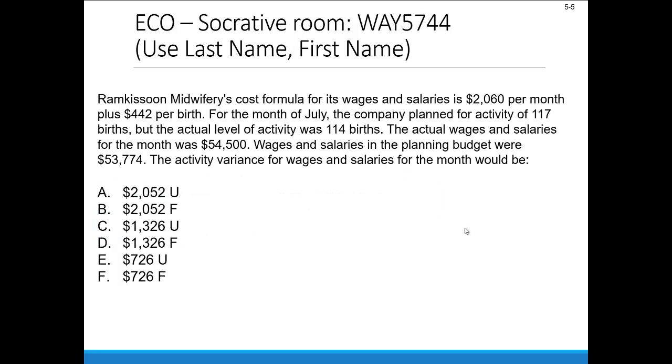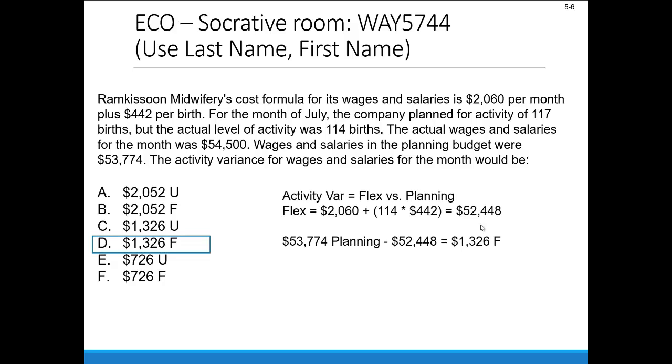Next up, Ramkissoon Midwifery's cost formula for wages and salaries is $2,060 per month plus $442 per birth, so a mixed cost. For the month of July, the company planned for activity of 117 births, but the actual level of activity was 114 births. The actual wages and salaries for the month was $54,500. Wages and salaries in the planning budget were $53,774. The activity variance for wages and salaries for the month would be how much and unfavorable or favorable? Pause the video, work through that, and then again come back for the solution here.